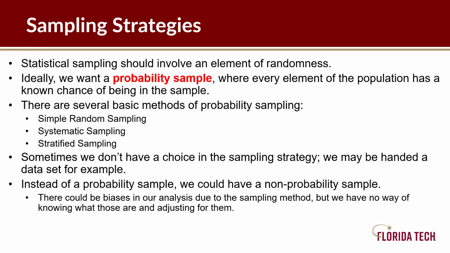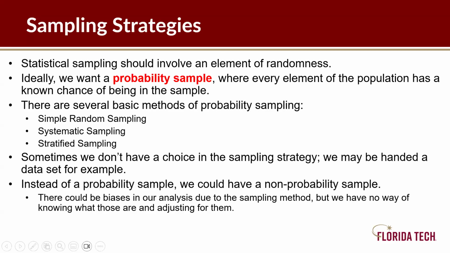Now, in your next presentation, we'll talk about a non-probability sample, and there are times when you're stuck with that. That's fine. Ideally, though, you want to have an element of randomness, and that's crucial because what we're really after for the math to work is what's called a probability sample. That's where every element of the population has a known chance of being in the sample.